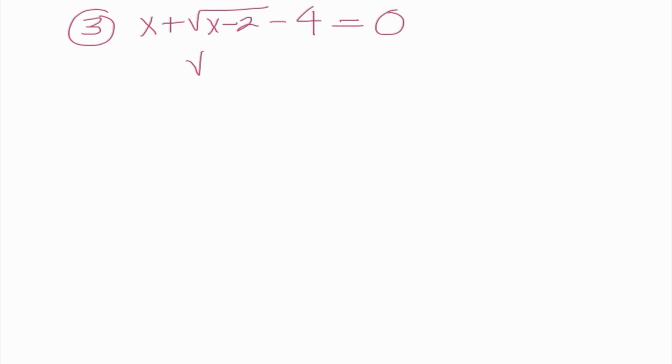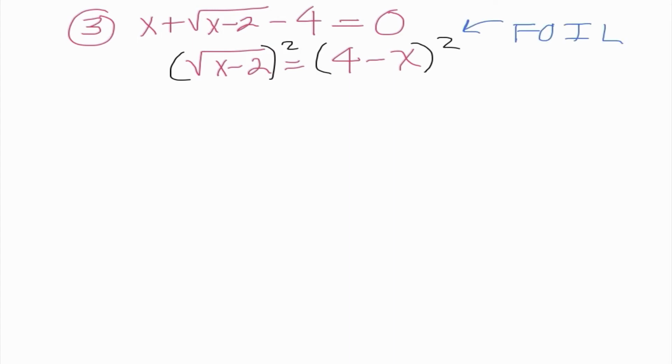I'm not going to write out all my steps here, and so I'm just going to add 4 and subtract x. So I have the square root of x minus 2 equals 4 minus x. Now that I've isolated my radical, I can go ahead and try and get rid of it. And I know the way to get rid of a square root is by squaring both sides of the equation, because we know whatever I do to one side of the equation, I have to do to the other side.